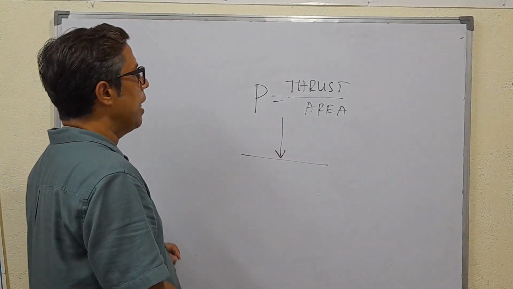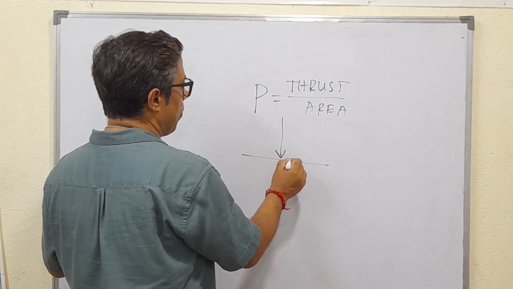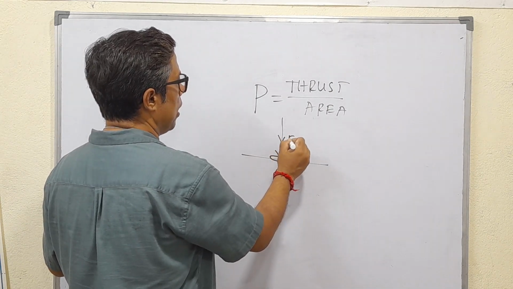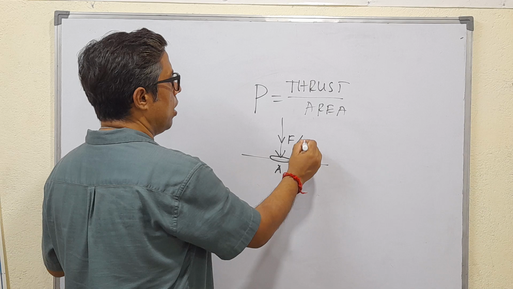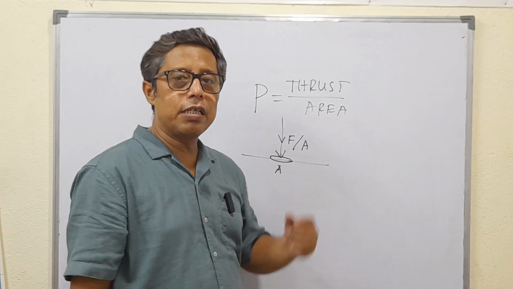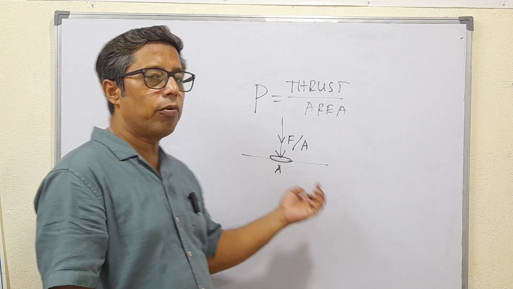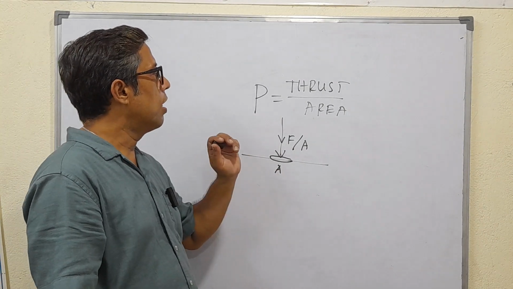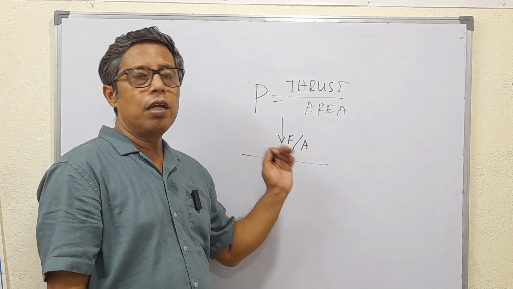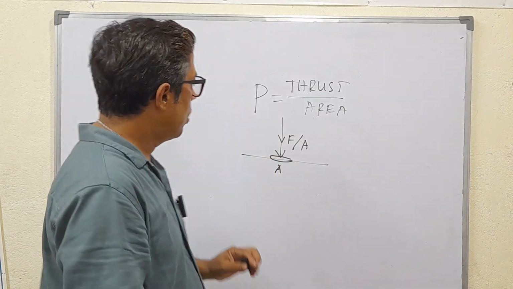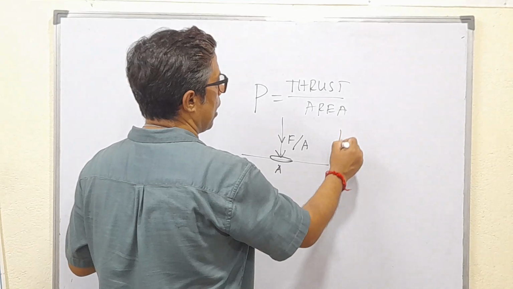Now, area. Let's say we are applying a force here and this is the area A. So pressure will be force by area. Just follow my session. This way I will take small sessions for you to get the basics of physics. Pressure is force by area, and pressure is a scalar quantity, right? This is an important relation when you are starting physics.